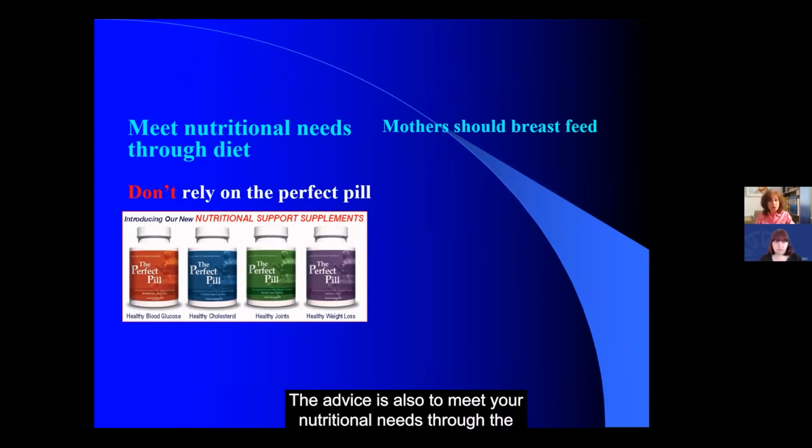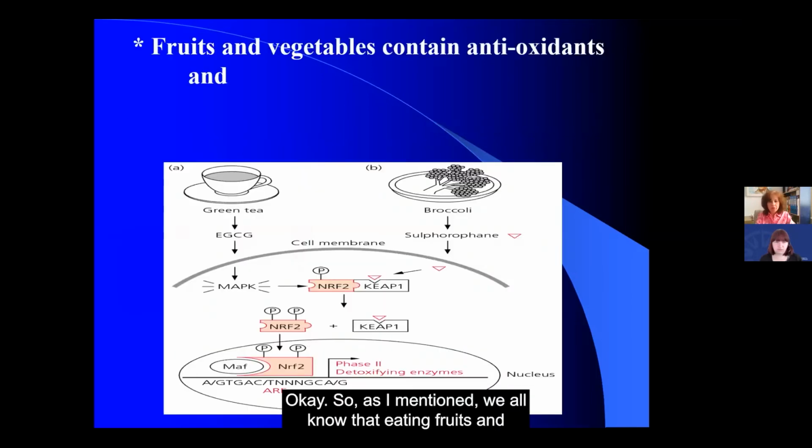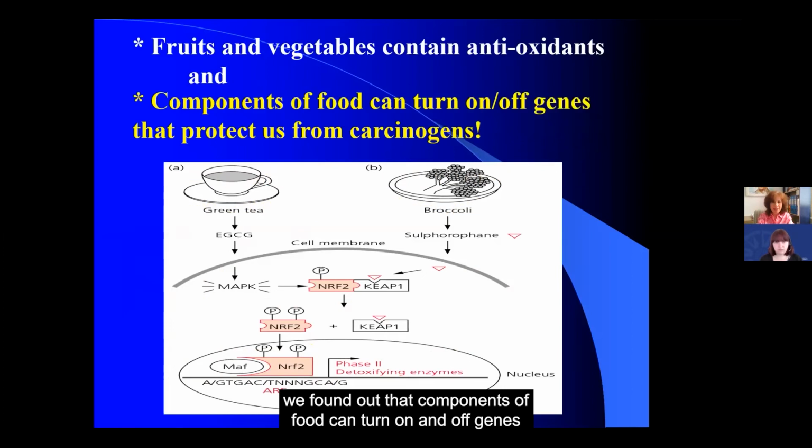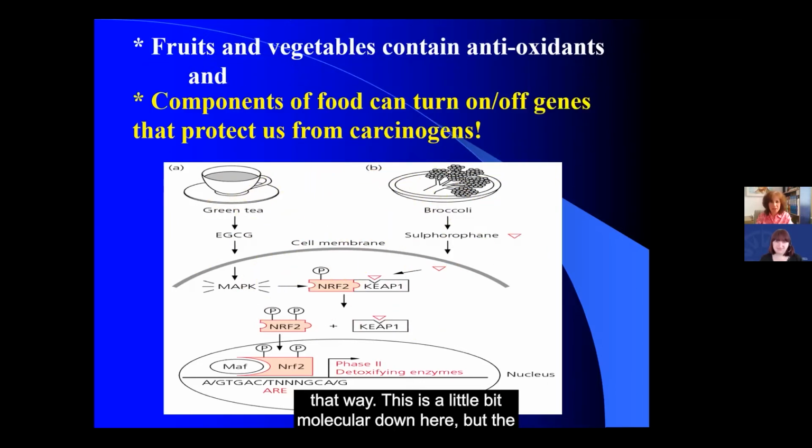The advice is also to meet your nutritional needs through the diet. Okay, don't rely on the perfect pill, the perfect vitamin. Okay, and the other advice is that mothers should breastfeed because, again, this is something that guards against breast cancer. Okay, so as I mentioned, we all know about eating fruits and vegetables as something that can prevent cancer. And we know that they're antioxidants, but more importantly and more recently, we found out that components of food can turn on and off genes that protect us from carcinogens. Basically, they turn on your detox genes. Okay, that's so important that I emphasize it that way.